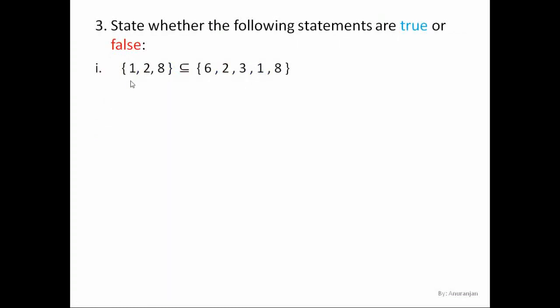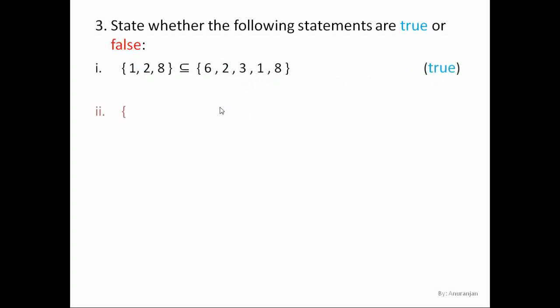So here we have a set which includes 1, 2 and 8 as the elements, and it is said that this set is a subset of this set which includes 6, 2, 3, 1 and 8 as the elements. So is it true? For being a subset, all the elements of this set should be included in this set. So here we have 1, 2 and 8. Here also we have 1, 2 and 8 inside this set. So we can say that this set is a subset of this set. It means it is true.